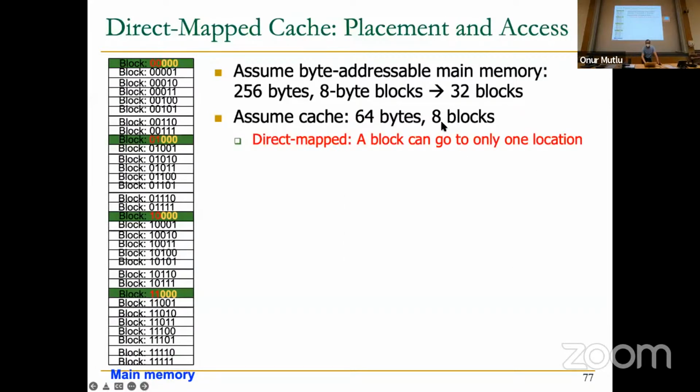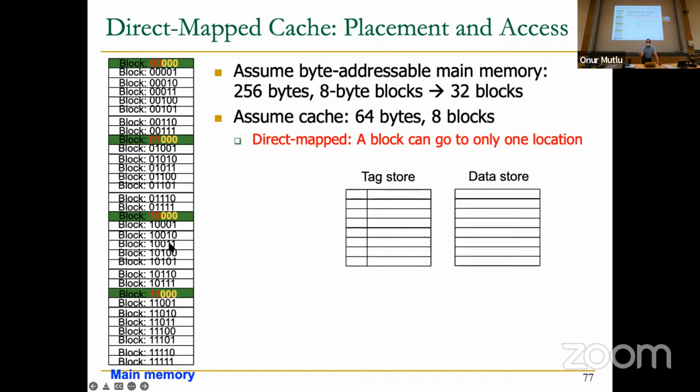8 blocks means that, because a block can go to only one location, you have index bits of 3 bits. Because there are 8 possible locations, the index bits determine which location a particular memory block can go into. So you have 8 entries in your tag store and 8 entries in your data store. Assume that you have a valid bit and tag bits in the tag store. And this is how your address looks.